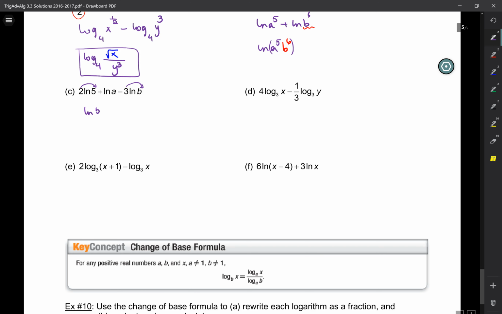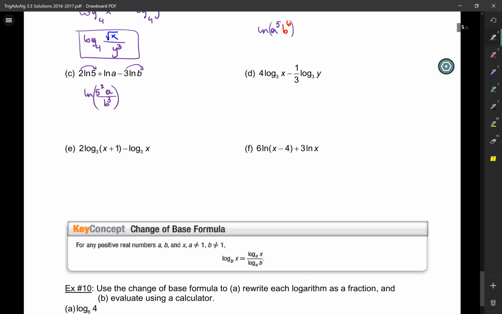ln parentheses 5. Uh-huh. Awesome. Okay? All right. So, you guys want to do the next one on your own? No, I think you do want to do it on your own. All right, I'll give you.